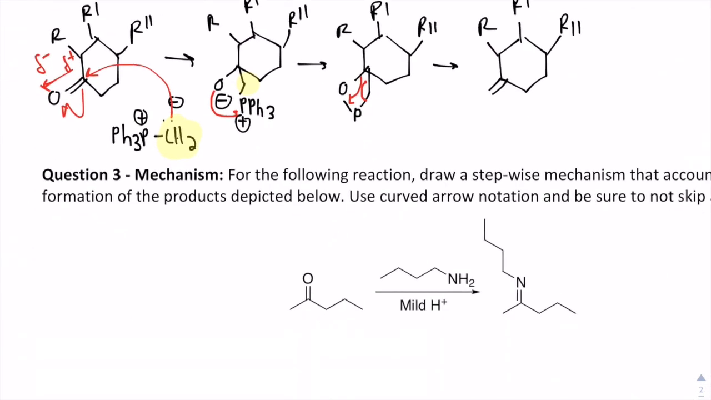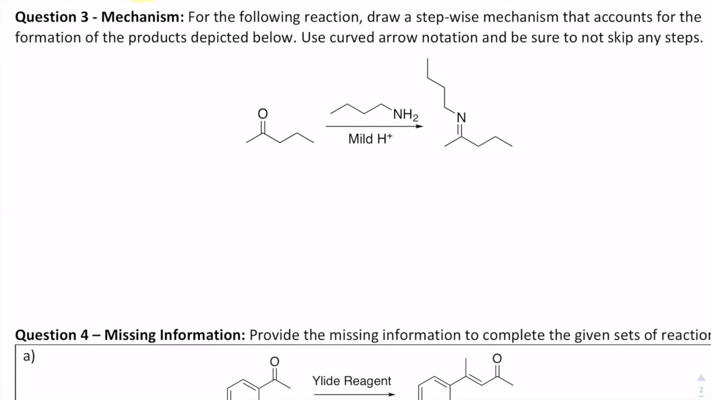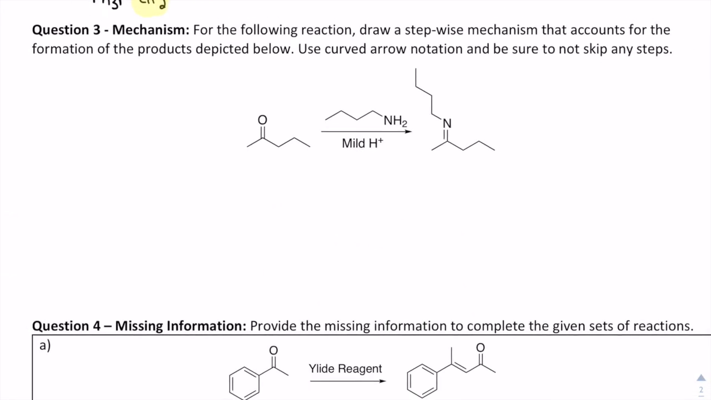So over here, for the following reaction, draw a stepwise mechanism that accounts for the formation of the products depicted below. Use curved arrow notation and be sure to not skip any steps. So we have this ketone, and we are reacting it with a primary amine, and we are forming this imine. So an imine, I-M-I-N-E, is a carbon-nitrogen double bond. That is the key, versus an enamine, which is just an alkene plus an amine. So we would see the double bond not associated with the carbon-nitrogen.